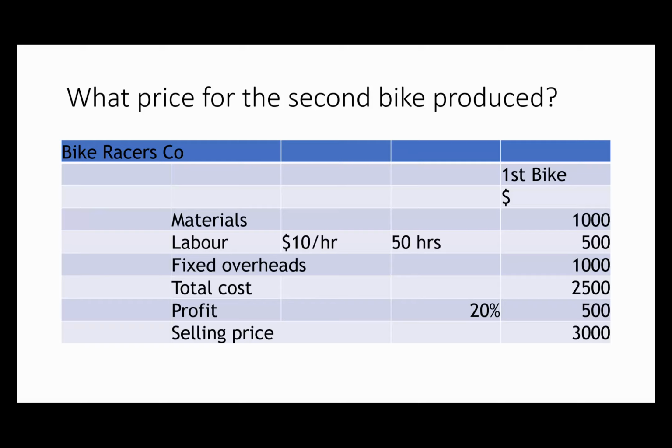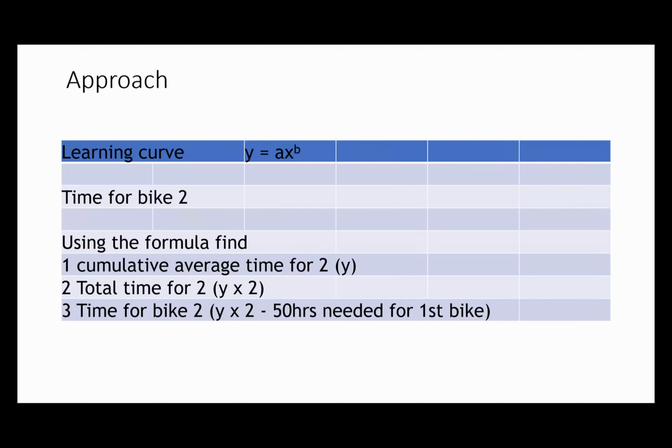Here I've got the information down for the first bike, and that's how I did it on my spreadsheet. Once I'd got that down, I was able to identify the 50 hours needed, which is where the key to this whole question lies. The learning curve, as we know, is y equals ax to the power of b, and so for the time for bike 2, we'd use the formula, so we get the cumulative average time for 2 bikes, and then multiply it by 2 to give it the total time needed for 2 bikes, and then we deduct the time needed for 1 bike, and that would give us the answer.